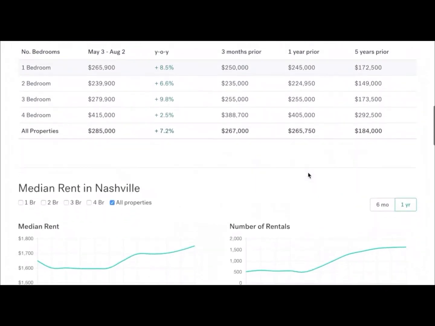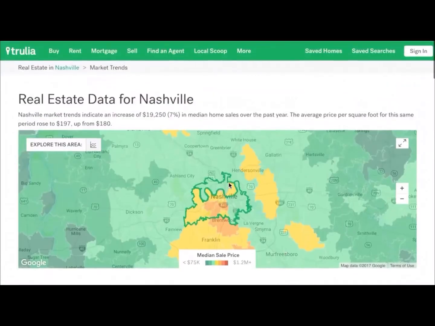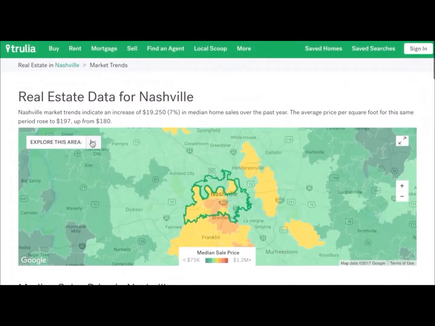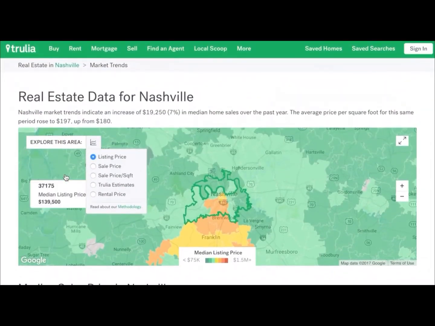Okay, and you can do the same thing with rental income and take a look at that. Again, you have these same things here where you're going to look at some of this listing price. Okay, so that's how we do some of that research. So now let's switch back to our presentation.